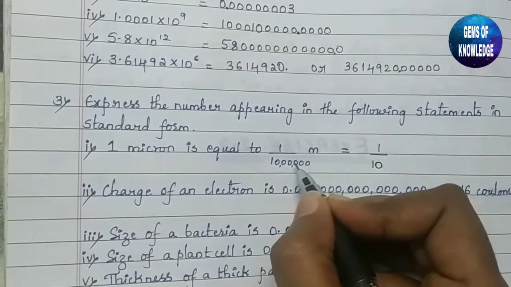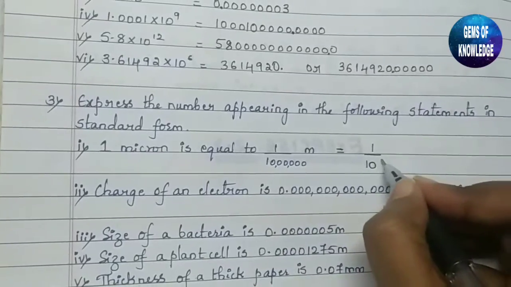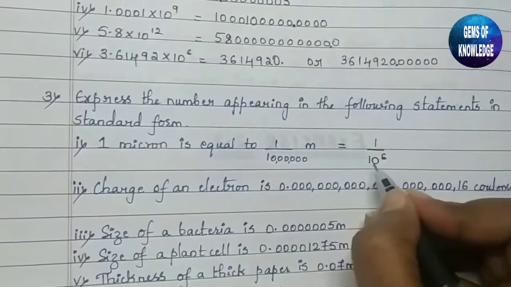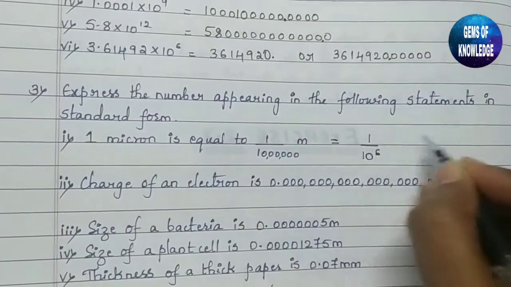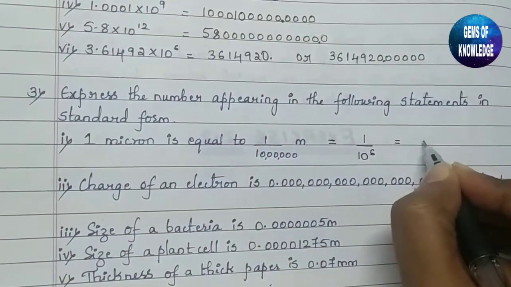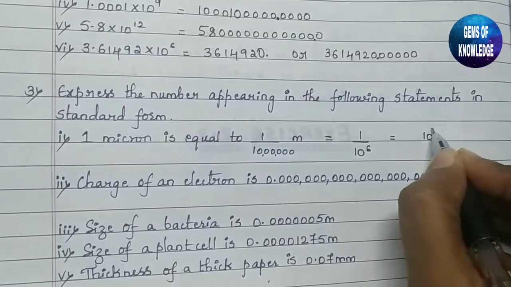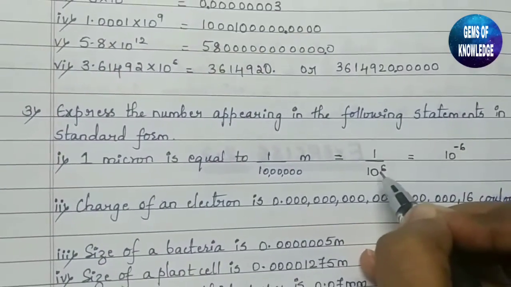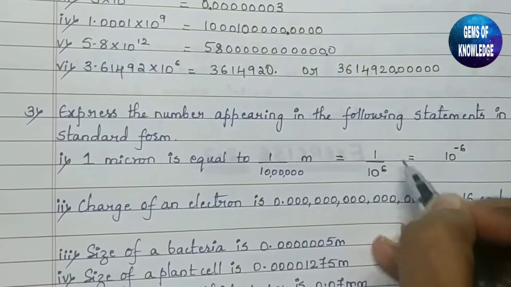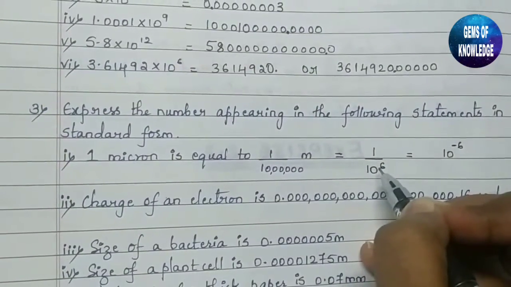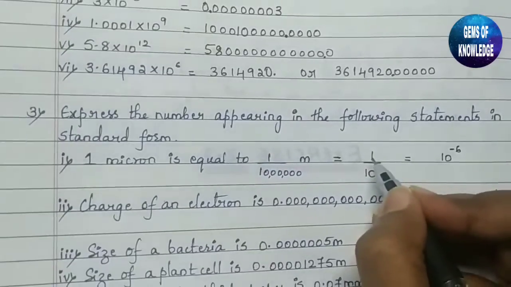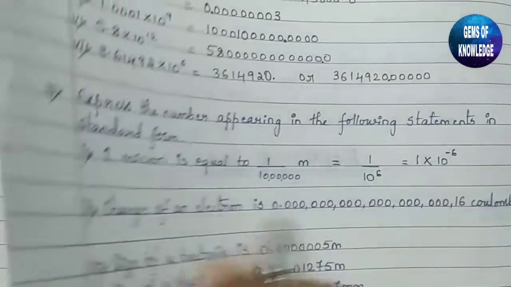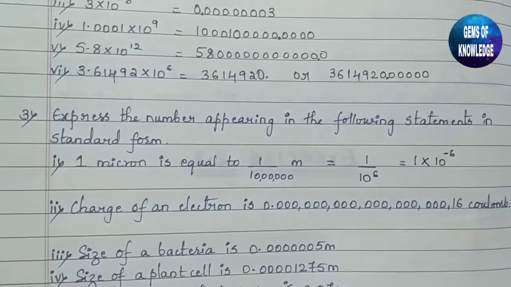1, 2, 3, 4, 5, 6. This can be written as 10 to the power of 6. Similarly, when you bring this to the upper side, it will become 10 to the power of minus 6. Correct? When you bring this from the denominator to the numerator, it will change its sign from positive to negative, and this one will be as it is. It will become 1 into 10 to the power of minus 6.